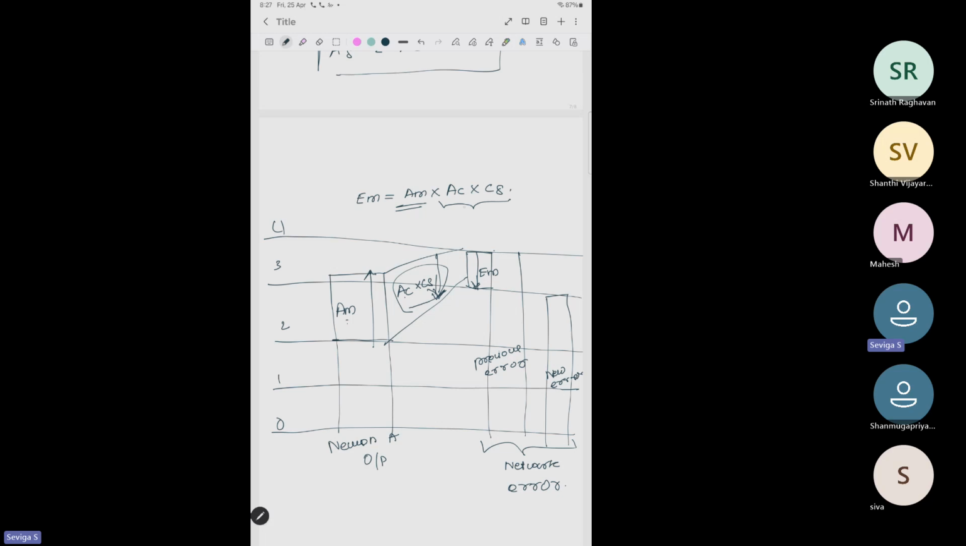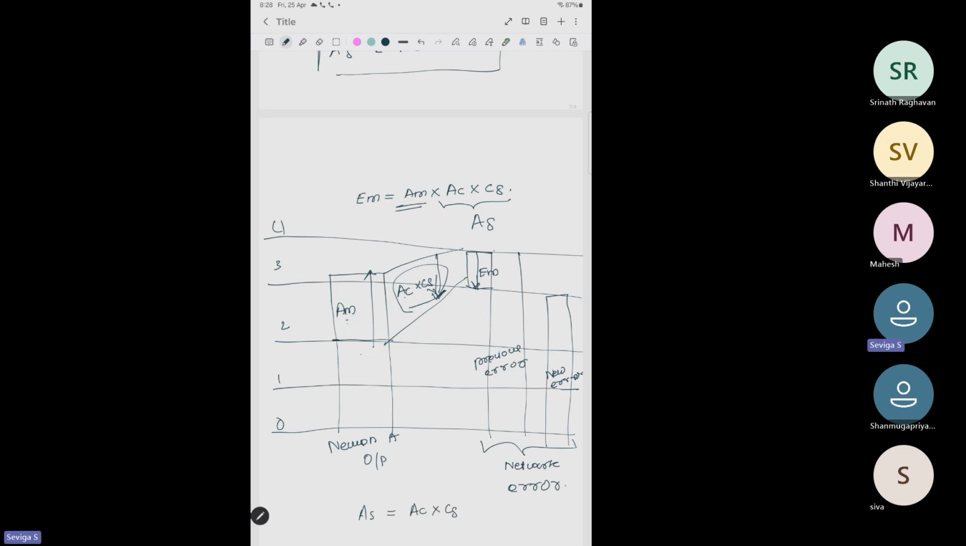So what is this delta? This is the delta which is coming from A. So this is A delta. AC and C delta is combinedly becoming A delta. So A delta is nothing but AC into C delta.